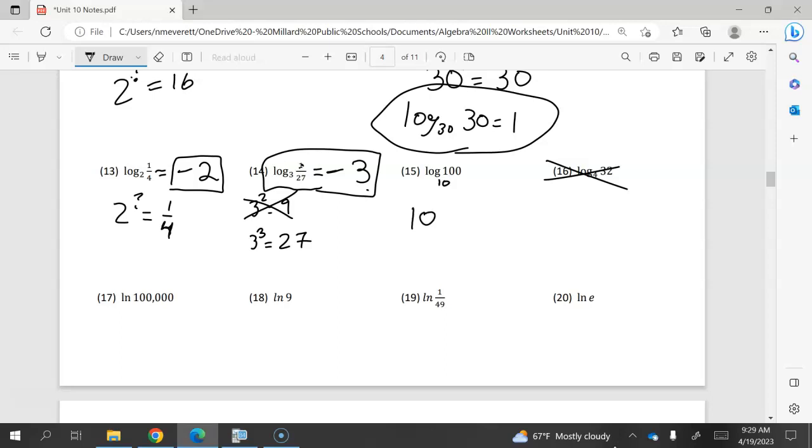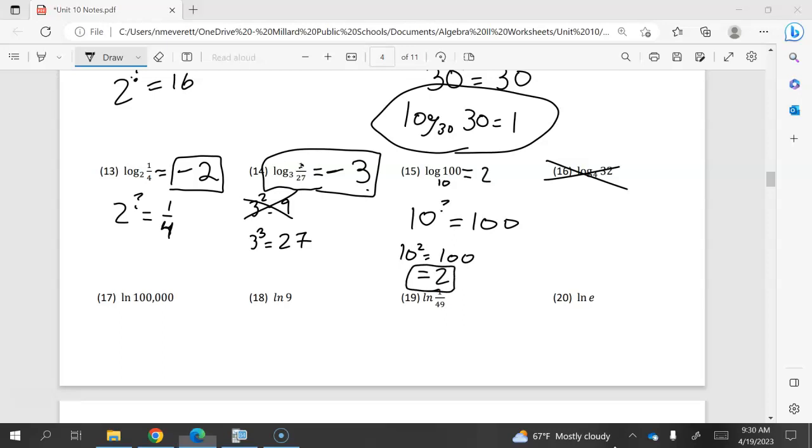This is asking 10 to what power gets me to 100. So what power of this will get me to this? Again, you can test your calculator out, and you can see that 10 to the second is 100. So this is equal to 2.